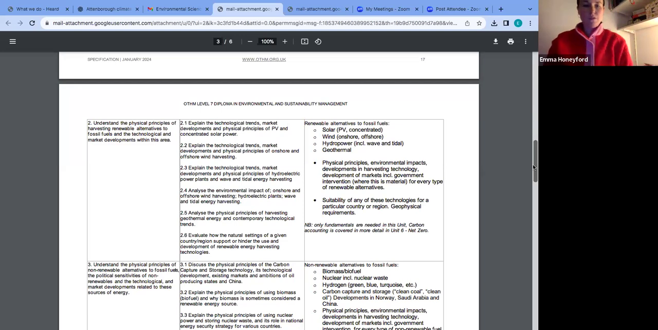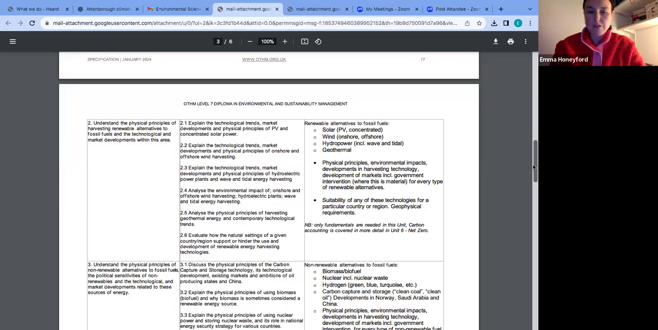2.2 is to explain the technological trends, market developments, and physical principles of onshore and offshore wind harvesting. We have 2.3, explain the technological trends, market developments, and physical principles of hydroelectric power plants and wave and tidal energy harvesting. We've got 2.4, so you should have an understanding and an awareness of how to analyse the environmental impact of onshore and offshore wind harvesting, hydroelectric plants, wave and tidal energy harvesting.